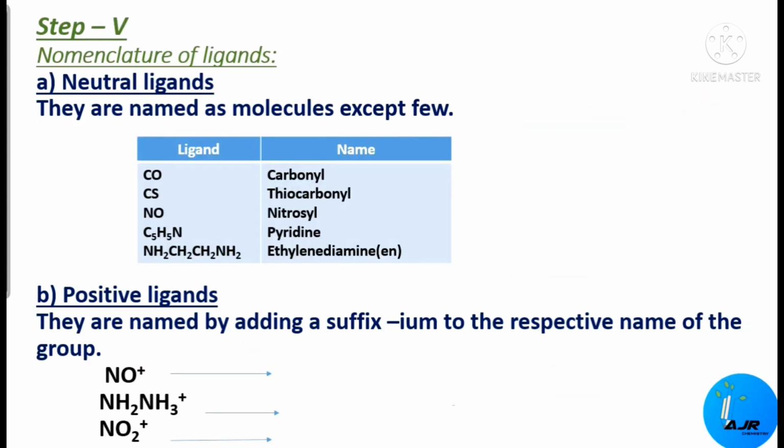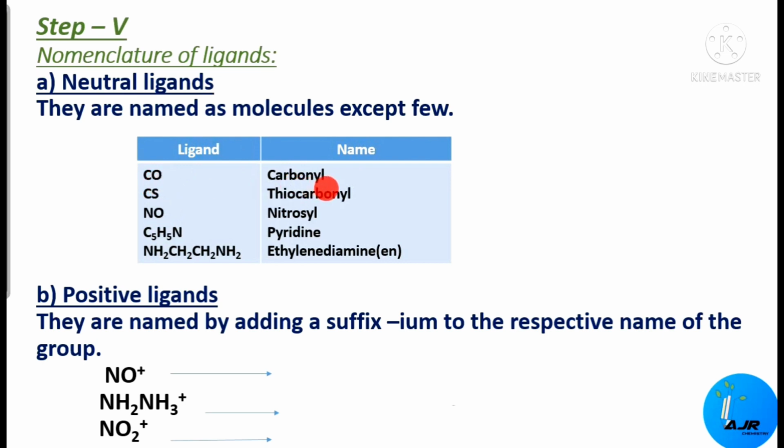Now step 5 is nomenclature of ligands. Only if you know how to write the name of the ligands is it possible to write the IUPAC naming of these coordination compounds, because ligands play a vital role in coordination compounds. There are different types of ligands, and different types of ligands are named differently. Let us see the first type, the neutral ligands. These neutral ligands will not have any charge over them. So they are named as molecules, except a few. I have given some examples here.